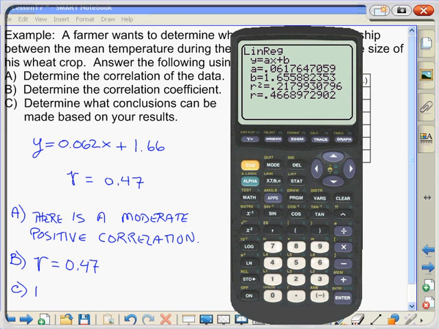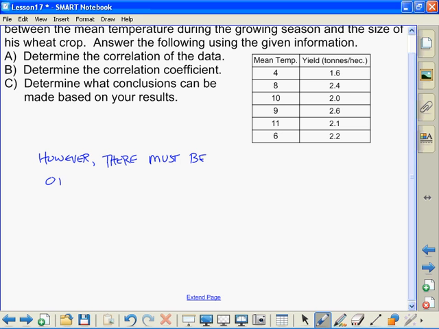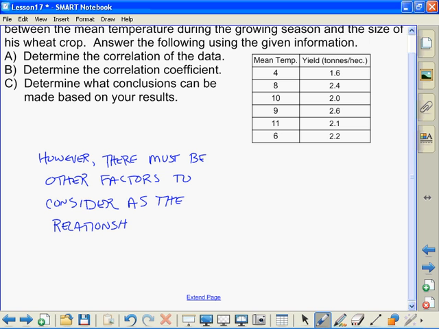And C part here, determine what conclusions can be made based on your results. It's exactly what we said. There is a linear relationship. I'm going to run out of space here. However, there must be other factors to consider, as the relationship only has moderate strength, you could say.